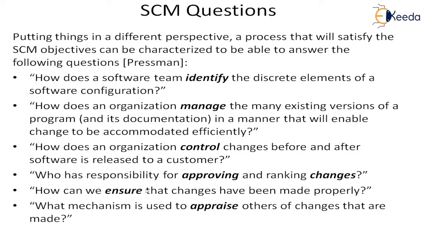How can we ensure that changes have been made properly? What mechanism is used to apprise others of the changes that are made? That means the kind of reporting facility that we talked of. If you are able to answer these questions, then the answers automatically become the objectives or the characteristics of the SCM, for which we need to have the processes.